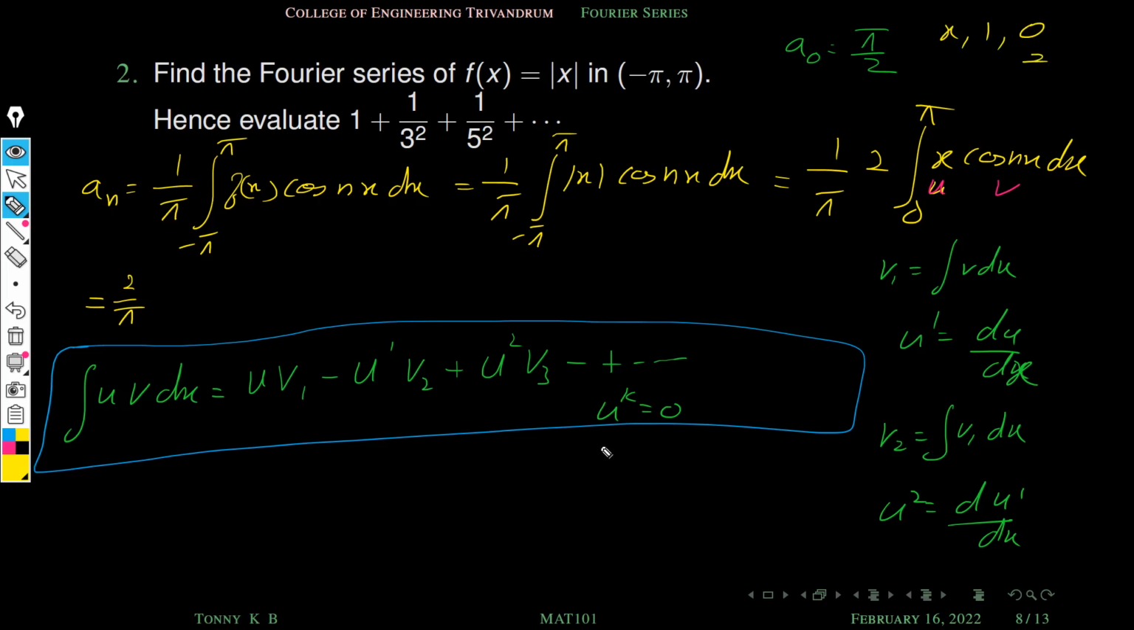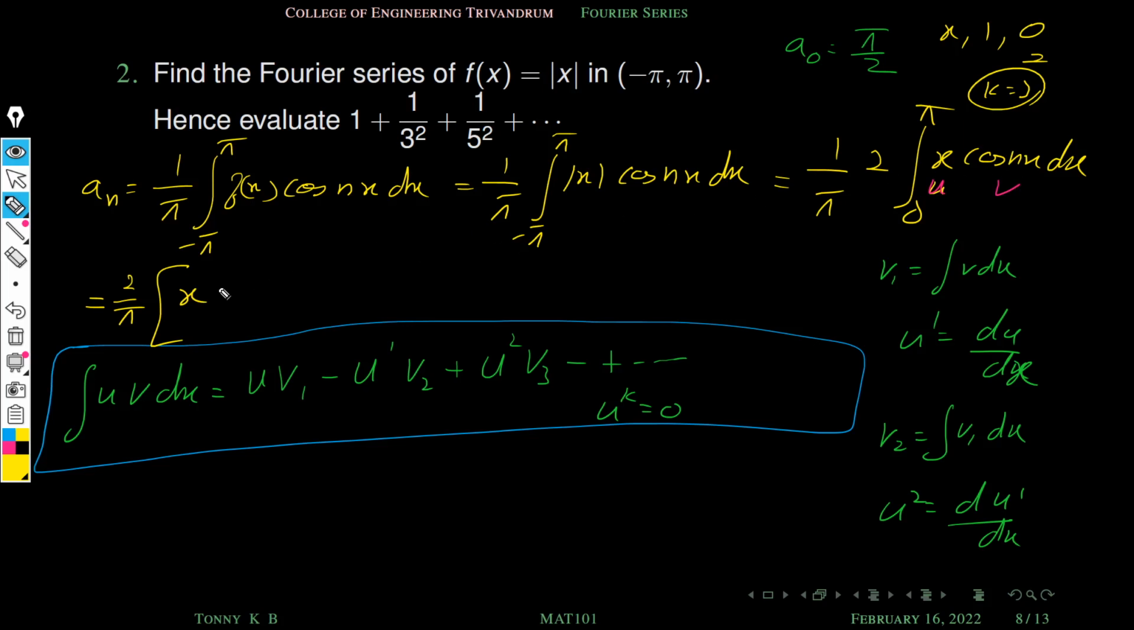So actually in this example, k equal to 3, right? When k equal to 3, this term is 0. Anyway, after a finite number of derivatives, the first term becomes 0. So we can use this rule. So what is the rule? First function, that is x, into v1. v1 means the integral of this v.